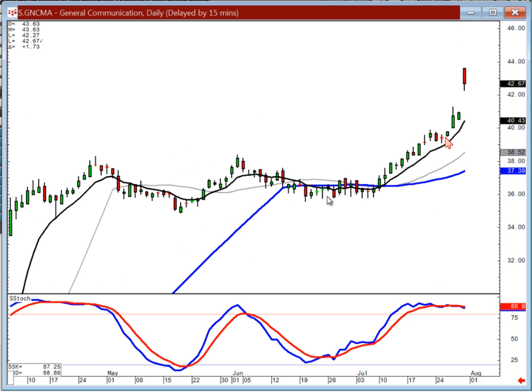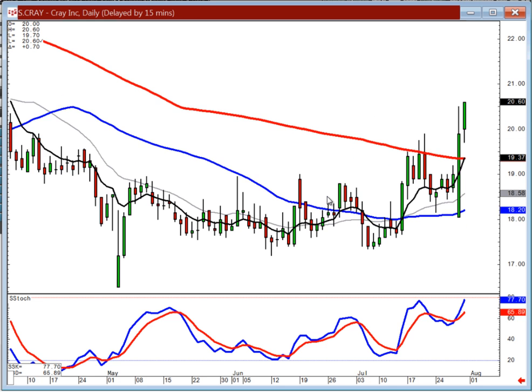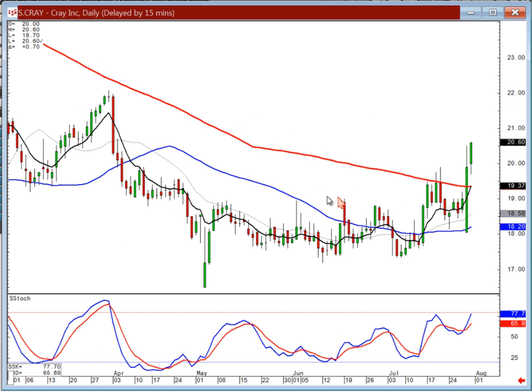Here's another fry pan bottom on GNCMA, General Communications. When it broke out through this level, it told us we're in wave 3. So I'm illustrating, there's Cray. Illustrating these, because notice what happened on Cray right here at the breakout level. Open lower, big bullish engulfing. You can still be buying this one. That's a fry pan bottom breakout.